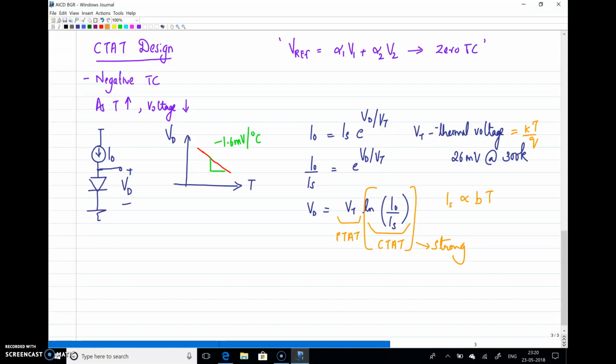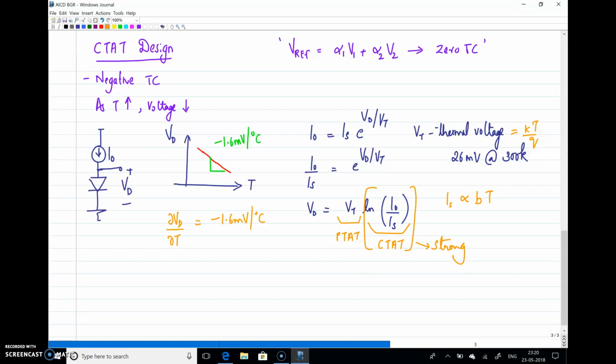This diode voltage will always show a negative temperature coefficient dependency. If you measure that, I can write this term as ∂Vd/∂T, which is the slope of this graph, and it will be minus 1.6 millivolt per degree Celsius. So we can analyze this in a bit more detail and conclude that even though we have two terms here, a diode voltage as a whole will show a negative temperature coefficient dependency.